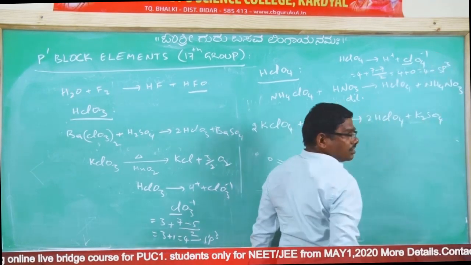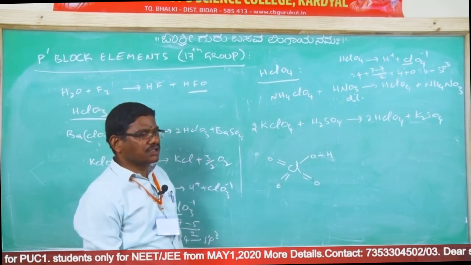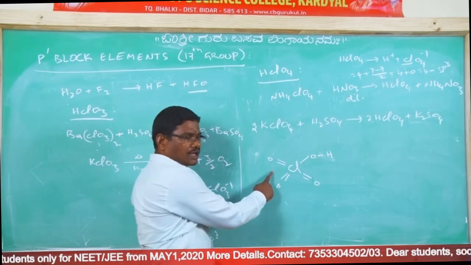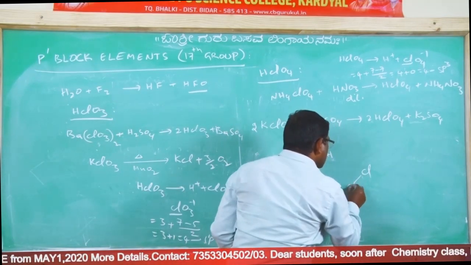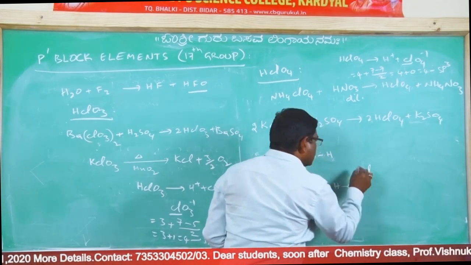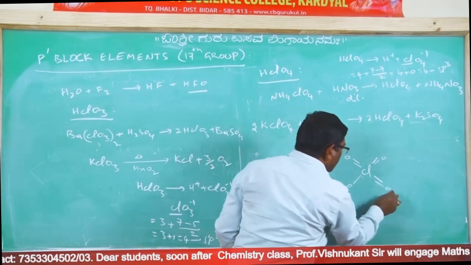sp3 hybridization without lone pair. Original structure is tetrahedral. So this is a tetrahedral, right? And another perchloric acid, if you consider, another perchloric acid is in this way. It is also a tetrahedral.